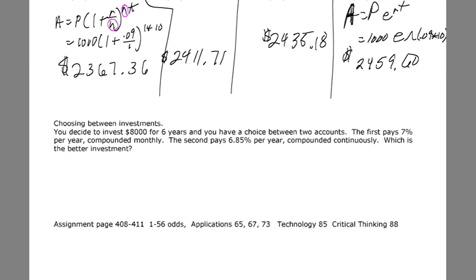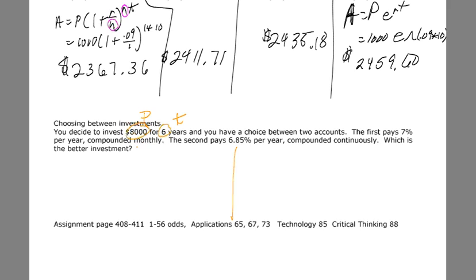Let's play a game. Let's choose between 2 investments. So we have a principal, $8,000, and we have a time, 6 years. We've got to choose between 2 accounts. We've got a 7%, that's monthly, a 6.85 continuously. Let's see who's going to be the better investment.